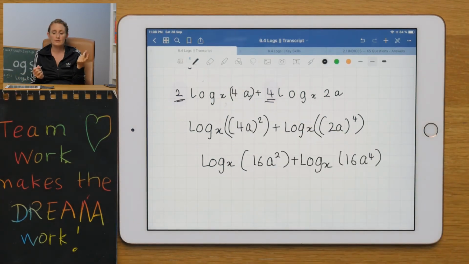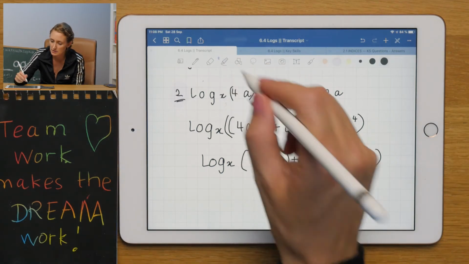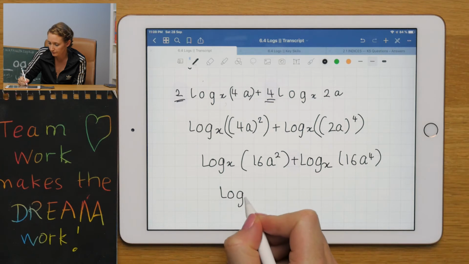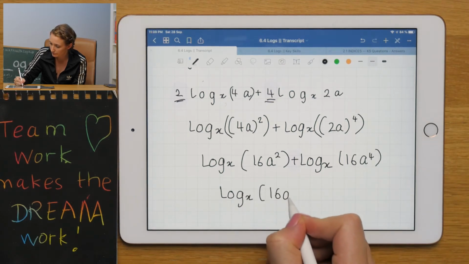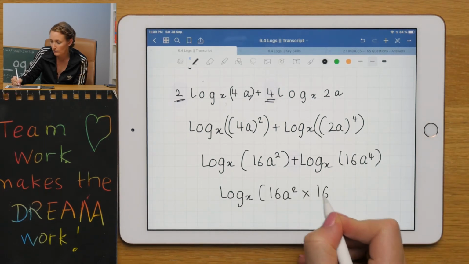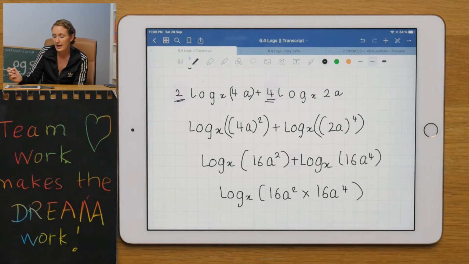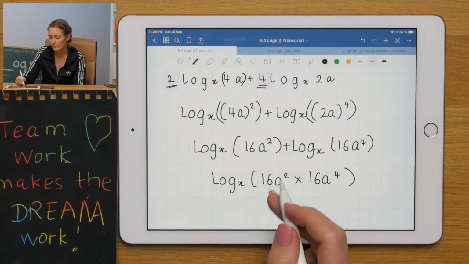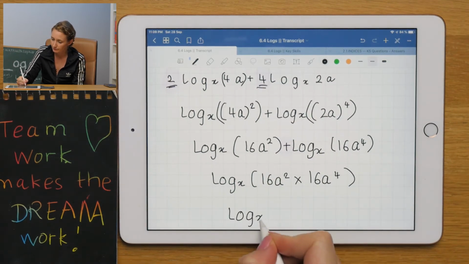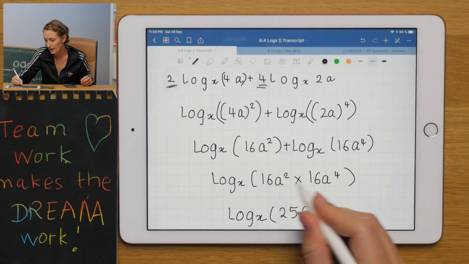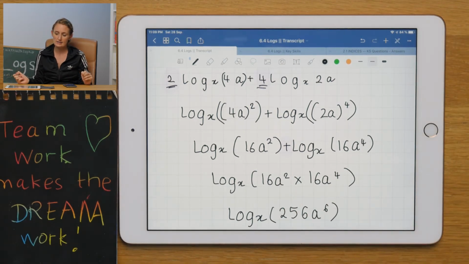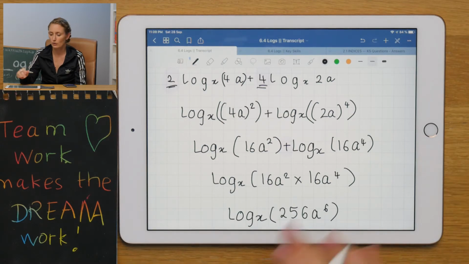You could go one step further because here we have a plus. And we know that plus means multiply. So now we've got our problem as a single logarithm because we removed the plus, we removed the 2 logarithms and got it down to 1. And a^2 times a^4 is a^6. So that's as simplified as we can go. We can't go any further.